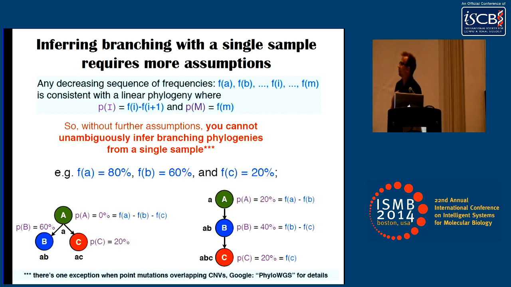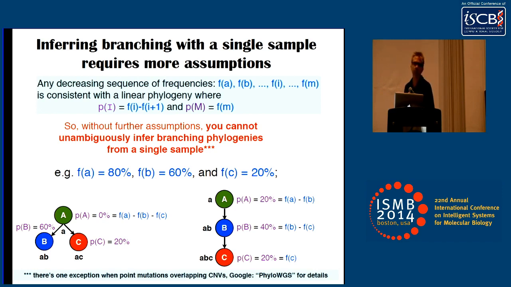Right, and so here's an example. Here's a set of three population frequencies, 80%, 60%, and 20%. Now, of course, there's a branching phylogeny that's consistent with that. So this one is 60%, this one's 20%, and this one's 80 minus 60 minus 20, which is zero. But there's also a linear phylogeny that's equally consistent with that, right? So how is it that you can infer branching with a single sample? We have to make this additional assumption.